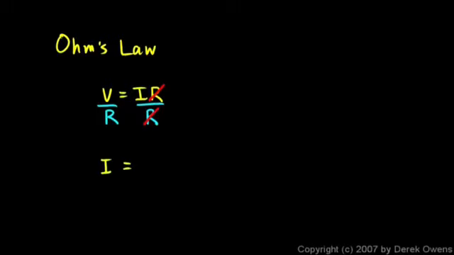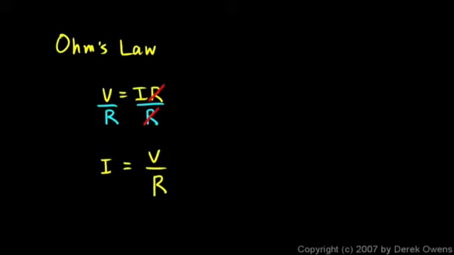Ohm's law, which is commonly written like this, V equals IR, can be rearranged algebraically. What if I divided both sides by R? Then you see over here on the right side, the R up top and down below will cancel, and I'm left with I equals V over R. So let's write it like that. I equals V over R.